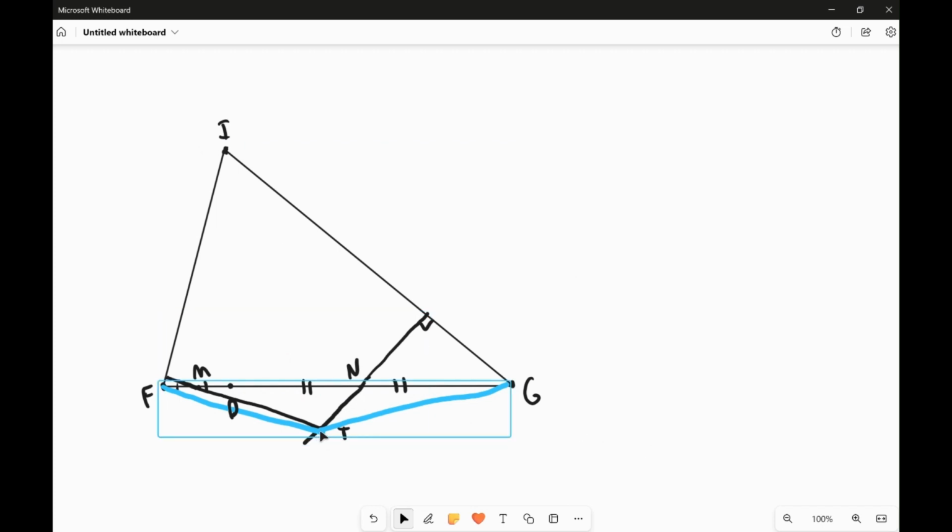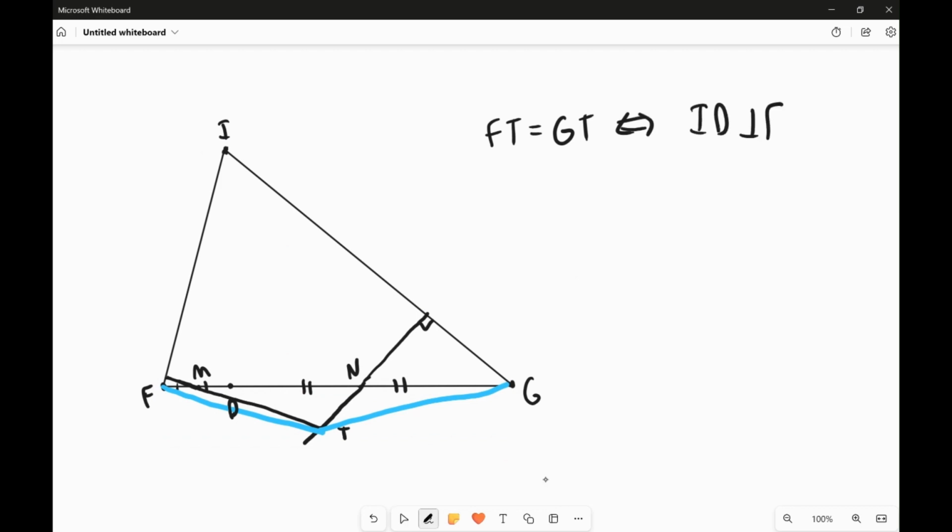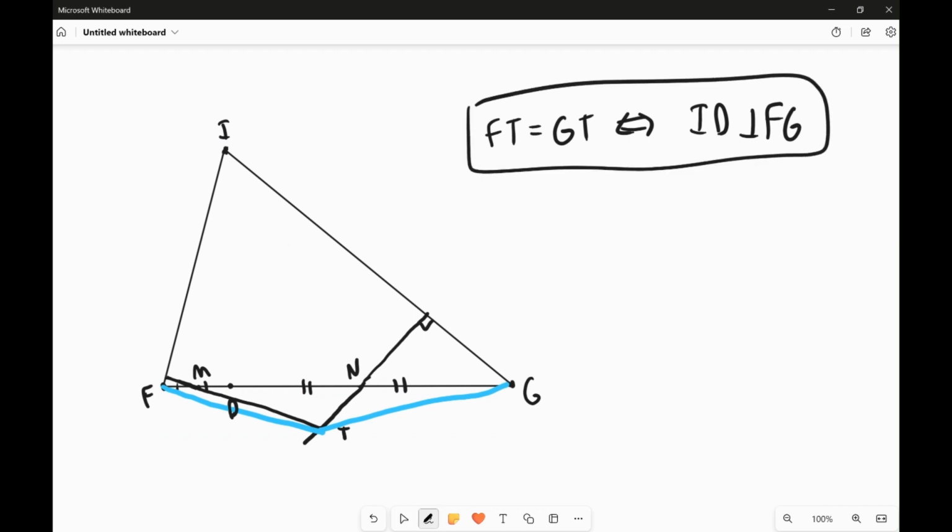point T here. What we want to prove is that FT is equal to GT if and only if D is the foot of the altitude, so ID is perpendicular to FG. That's what we want to prove. So how can we get started on this problem?